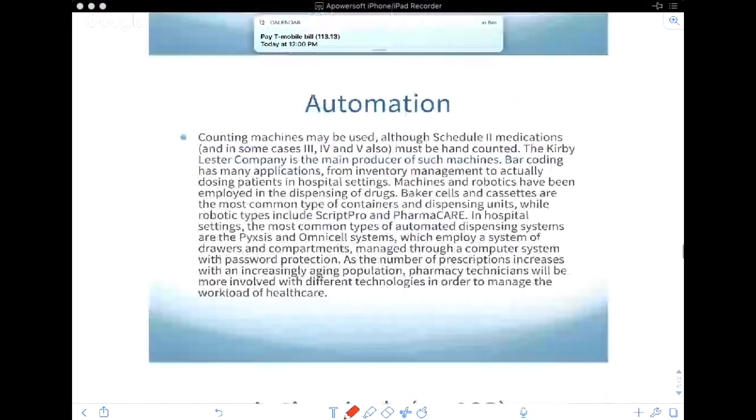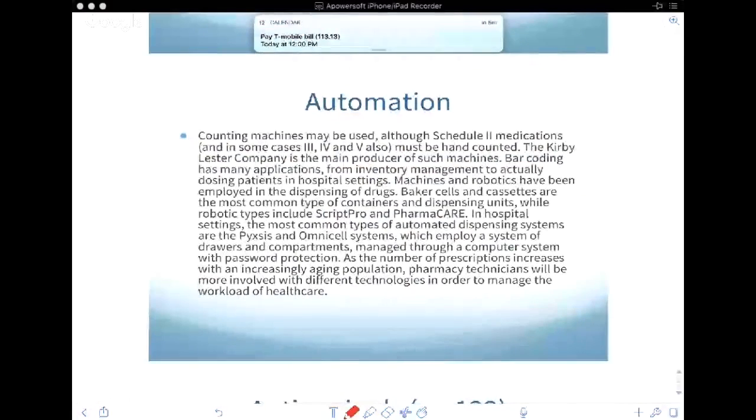This is what I just talked about as well. Counting machines may be used, although Schedule 2 medications, and in some cases 3, 4 and 5, also must be hand counted. All right, so that's also something very important. Controlled medications are never machine counted. They're always counted by a pharmacist and always checked.